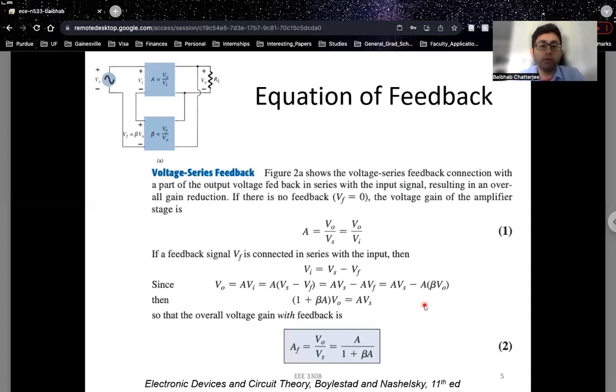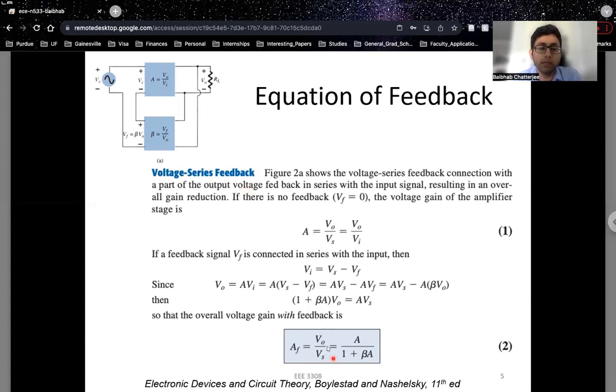Now, if you want to find out what is the equation for all these 4 different types of feedback, you can just solve the KCL and KVL around the loop. I'll be doing it for only one, which is the voltage series feedback, but you'll see that the equation of the feedback will remain the same, irrespective of what you are actually doing with the feedback, whether it's voltage series, voltage shunt, current series, or current shunt.